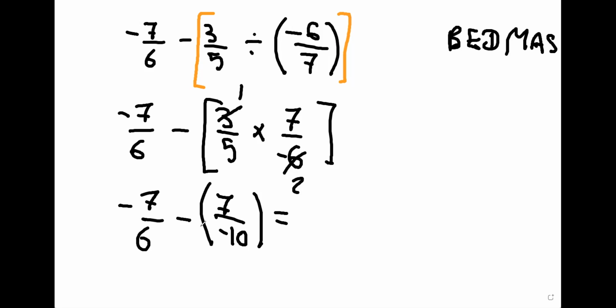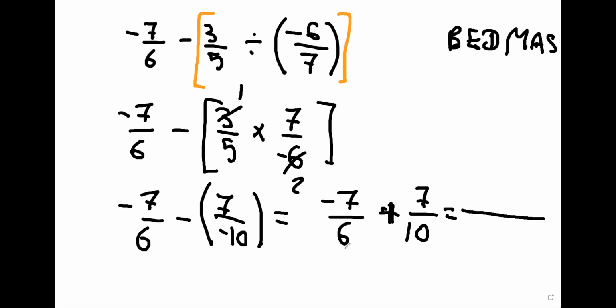Now we don't like the way this is looking, so we have to rewrite it as negative 7 over 6. Negative and negative, so minusing a negative always becomes plus. And that gives you 7 over 10. Now the common denominator here is, don't write 60 because that's not the least common denominator. The least common denominator here will be 30.